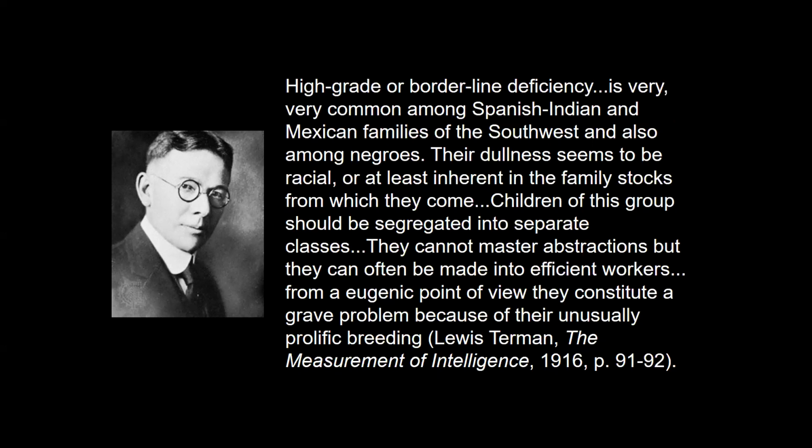High grade or borderline deficiency is very common among Spanish, Indian, and Mexican families of the Southwest, and also among Negroes. Their dullness seems to be racial, or at least inherent in the family stocks from which they come. Children of this group should be segregated into separate classes. They cannot master abstractions, but they can often be made into efficient workers. From a eugenic point of view, they constitute a grave problem because of their unusually prolific breeding." This is from, like I say, his book, 1916, The Measurement of Intelligence. This was an academic work. This was a text, all right? Not just a pamphlet with the rantings of a madman that no one would listen to. Terman was incredibly important. His entire work on intelligence testing was in the service of furthering the eugenics project.